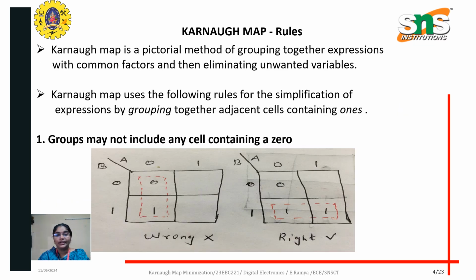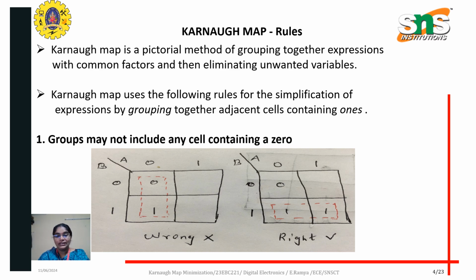Next is K-map rules. K-map is a pictorial method of grouping together expressions with common factors and then eliminating unwanted variables. I hope you understand. K-map uses the following rules for simplification of expressions by grouping together adjacent cells containing ones.